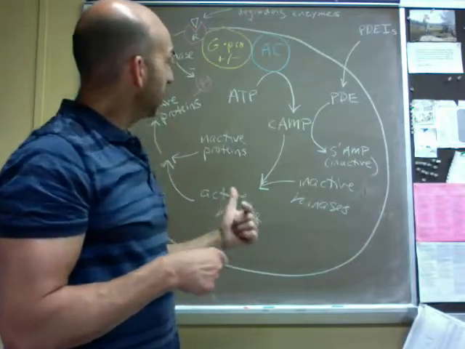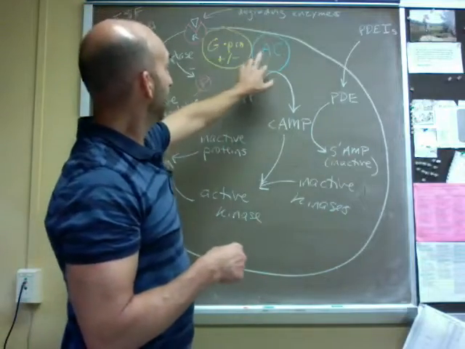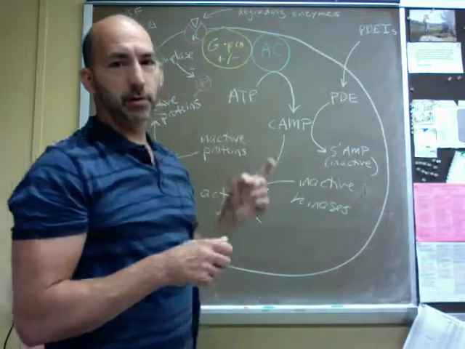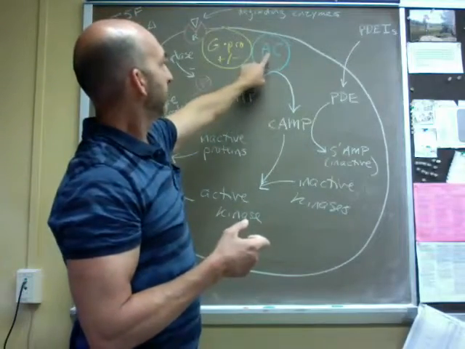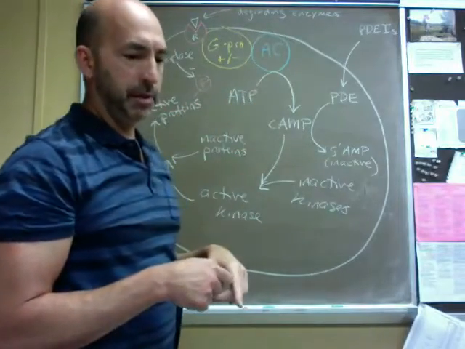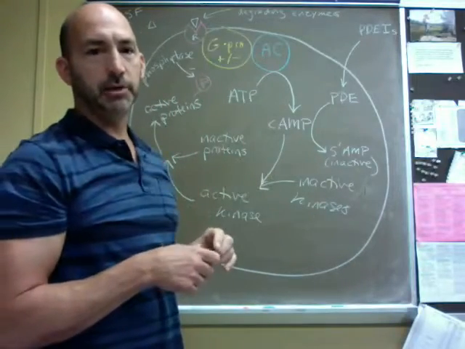I'll probably come back and do another one of these, looking at swapping out the adenylate or guanylate cyclase for phospholipase C, the other big alternative enzyme that can be recruited, and it leads to a completely different intracellular pathway here.